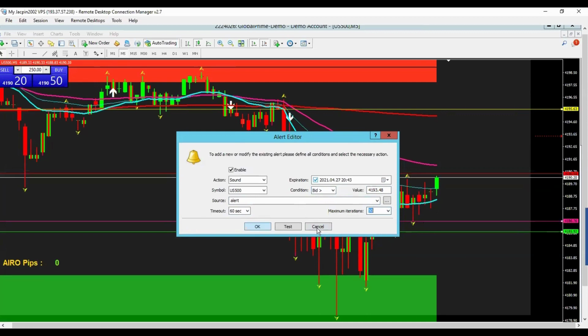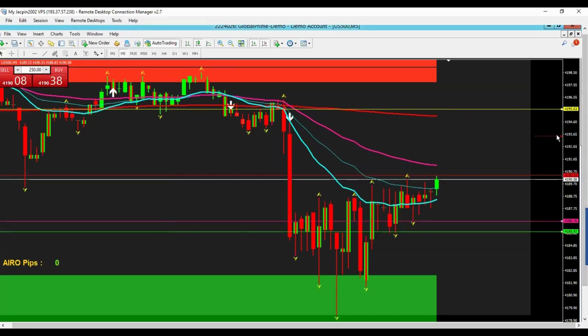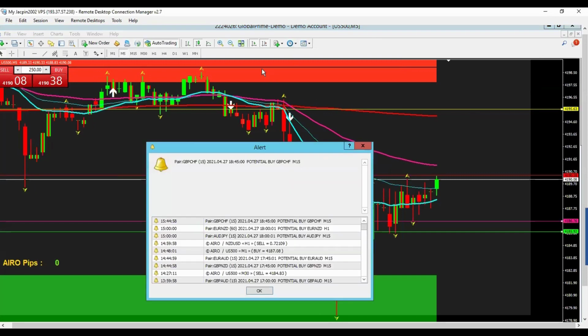And then you just hit OK, and it'll update it. And then if you want to get rid of it, you can right click on it. You can also modify it, delete it, or disable it. And then it goes away. That's how you set price alerts.